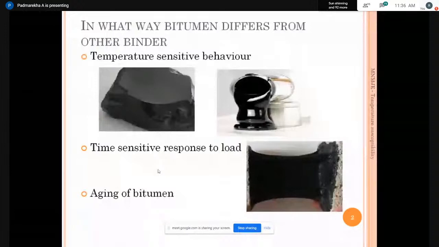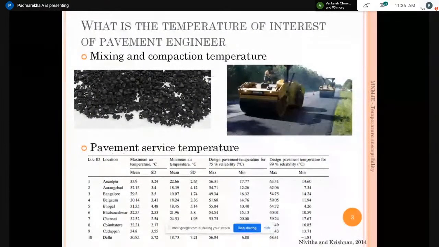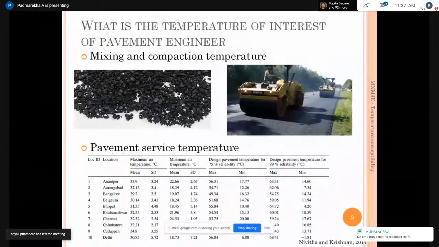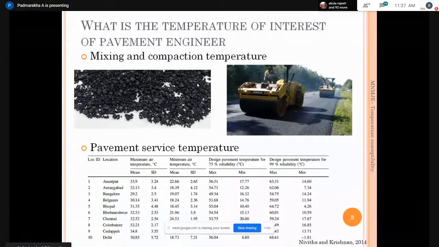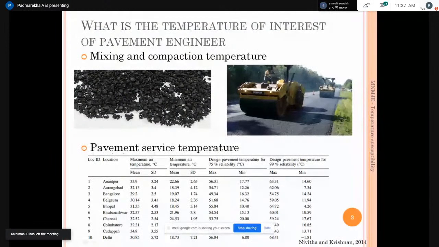If you want to study the temperature sensitive characteristics of the bitumen, you should know what the temperature of interest is for highway engineers. For this, you should know the process that bitumen goes through when you construct a road. During pavement construction, we mix bitumen with an aggregate. You can see a picture here of the mixing of bitumen; when you mix bitumen with an aggregate, it looks like this, with bitumen coated uniformly over the aggregate.